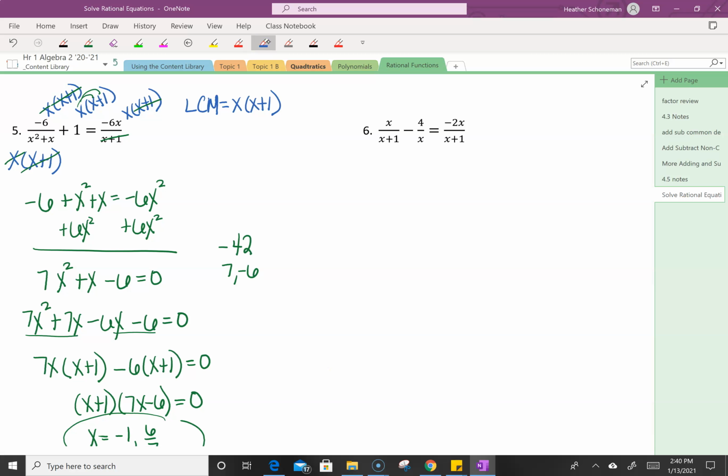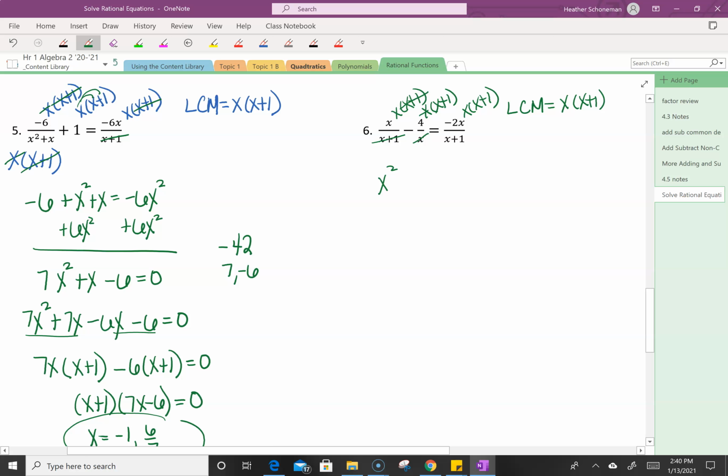All right, one last one. I need to clear the fractions, so I'm going to look at the denominators. So the denominators are x plus 1 and x. So I'm going to multiply by the least common multiple, which would be x times x plus 1. All right, in the first fraction, the x plus 1's cancel, and I've got x times x, which is x squared. Over here, the x's cancel, but be careful because this is plus a -4, so now I need to distribute -4. So I get -4 times x, which is -4x. -4 times 1 is -4. Over here, the x plus 1's cancel, so I have x times -2x, which is -2x squared.